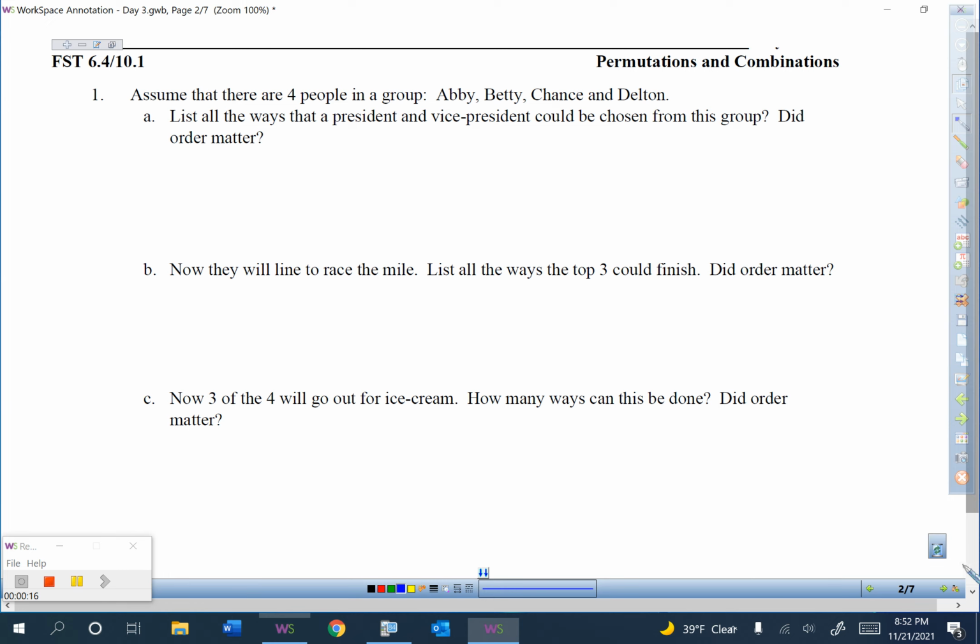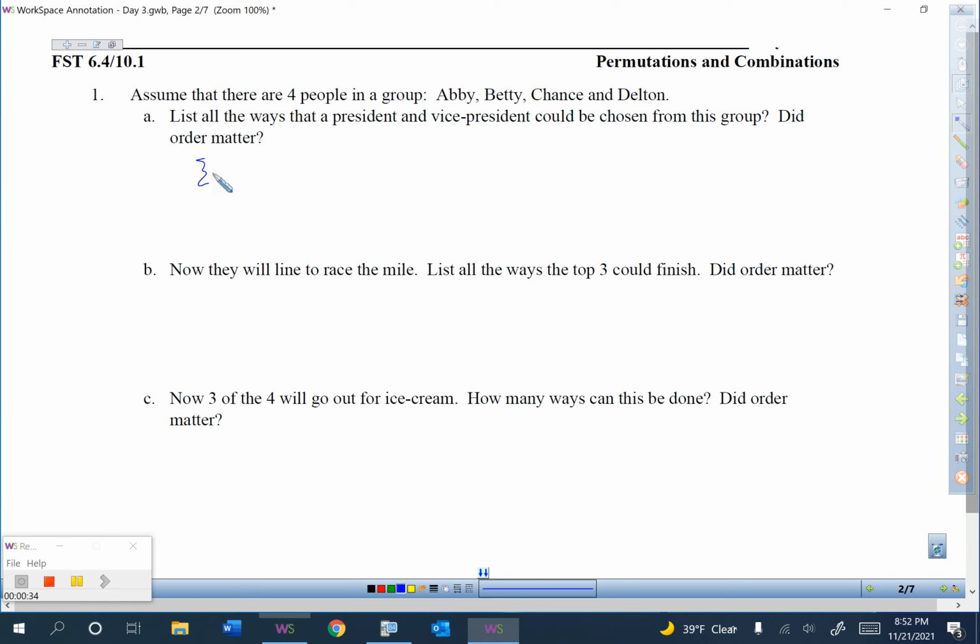And we want to figure out how many ways there are to choose a president and a vice president from those 4 people, and decide when listing these out if order matters or not. So what we'll do is we'll write out a set and list all the possibilities to help us figure out the number here. So we want to stay organized, that way we don't miss any.